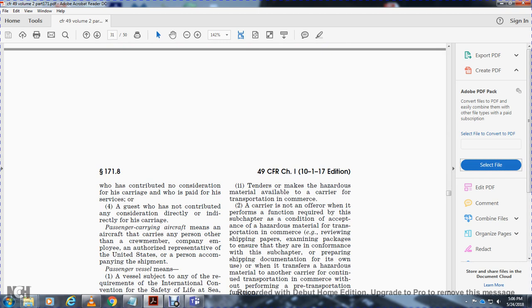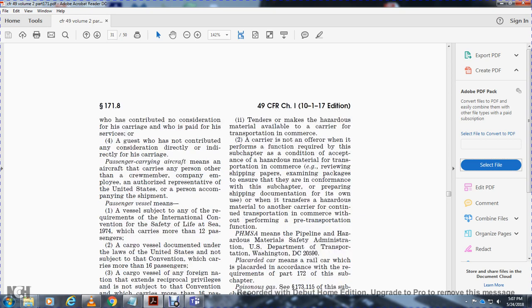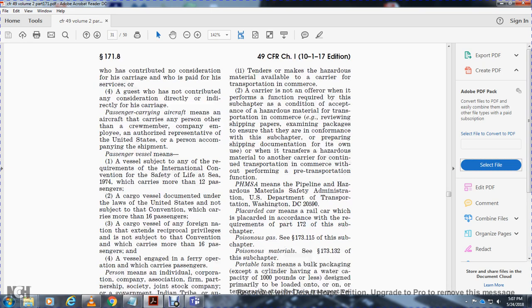Passenger carrying aircraft means any aircraft that carries any person other than a crew member, company employee, or authorized representative of the United States, or the person designated by the company of the shipment. Passenger vessel means a vessel subject to any of the requirements of the International Convention for the Safety of Life at Sea, 1974, with a carriage of more than 12 passengers. Cargo vessel documented under United States law, but not subject to the convention, which carries no more than 16 passengers.